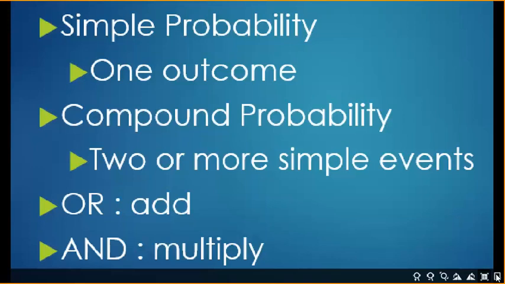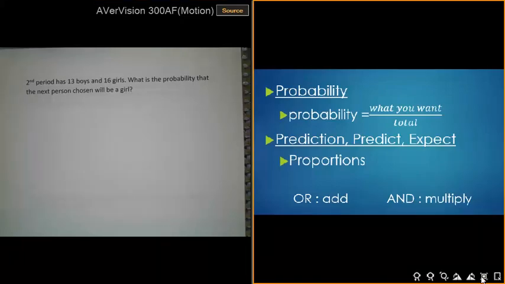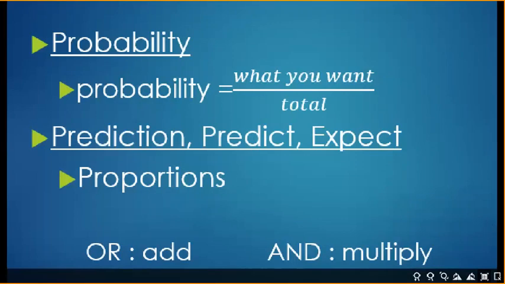The key words that we're going to be looking for in our word problems are going to be probability. Automatically, when you see probability, you need to start thinking, I'm putting what you want on top over the total. If you see the words prediction, predict, expect, those point out to you that you're going to have to be using proportions. Prediction, proportions. The next two keywords are or and and. Or means that you're going to be adding the probabilities, and means you will be multiplying the probabilities. And like I said before, if you see both or then, that would mean and.